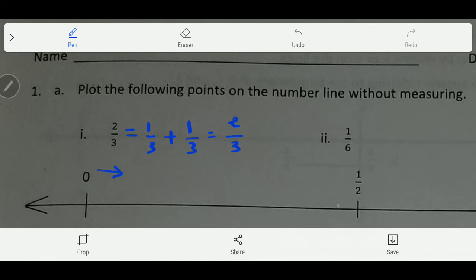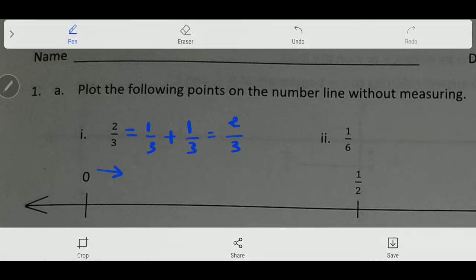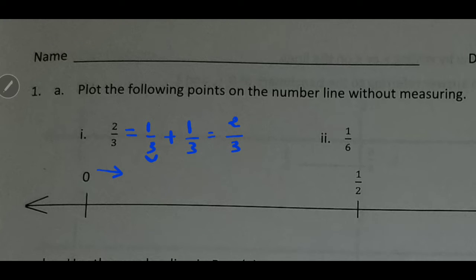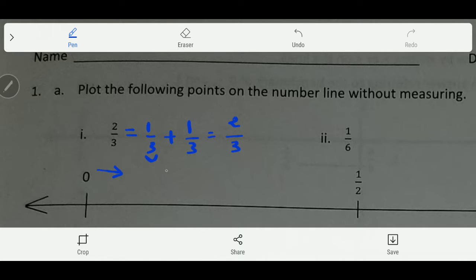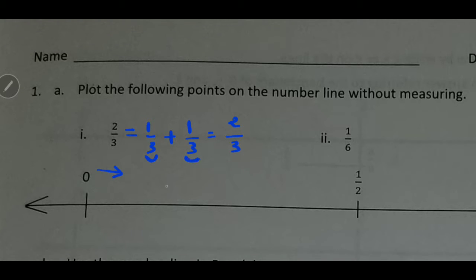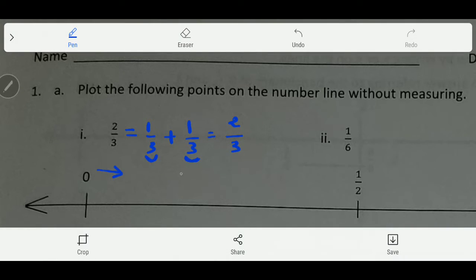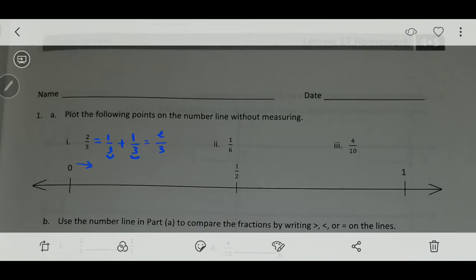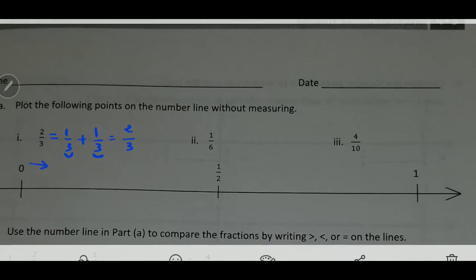Okay, we want to think about it, right? We want to know which one is bigger. Is it 1/3 or 1/2? But remember, we have 2/3 here. So the easy way to do this, if you have 1/3, is to divide or cut the 1 unit into 3 sections, right? So let me explain to you how you can do this.